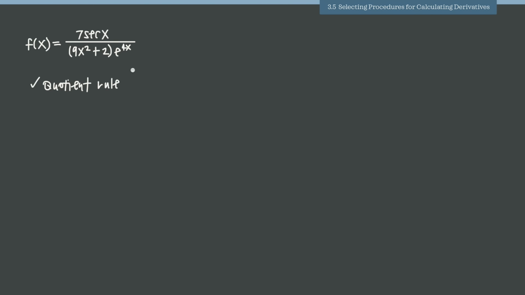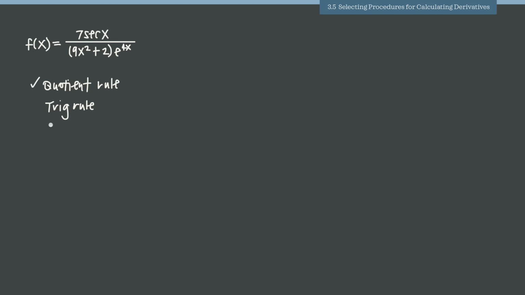Then I work toward the inside and I say, okay, what else am I going to need? Well, I have secant of x, so I know I'm going to need the trig derivative of the secant function. I can see in the denominator I have a product. I have 9x squared plus 2 multiplied by the other function, e to the 4x.